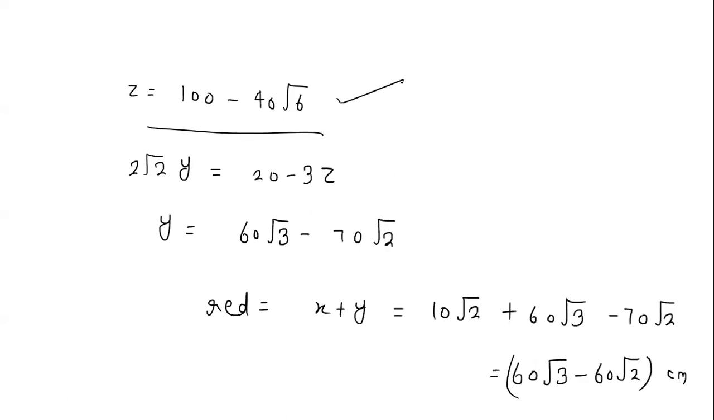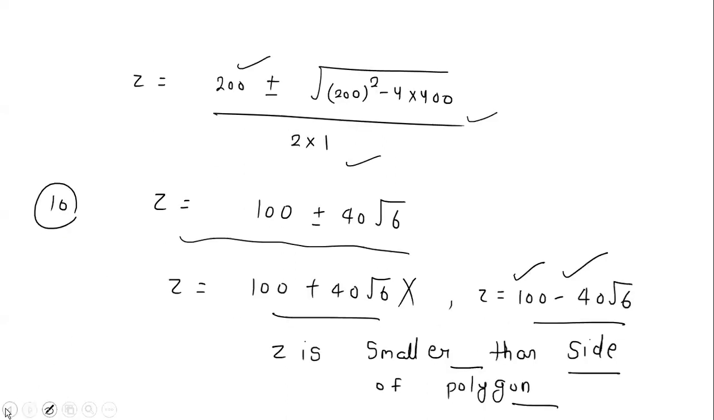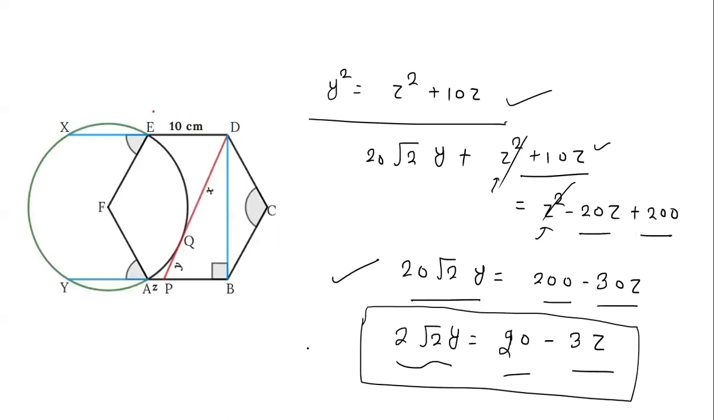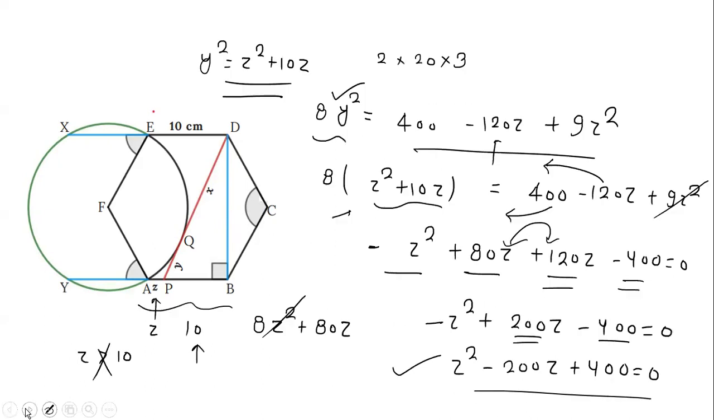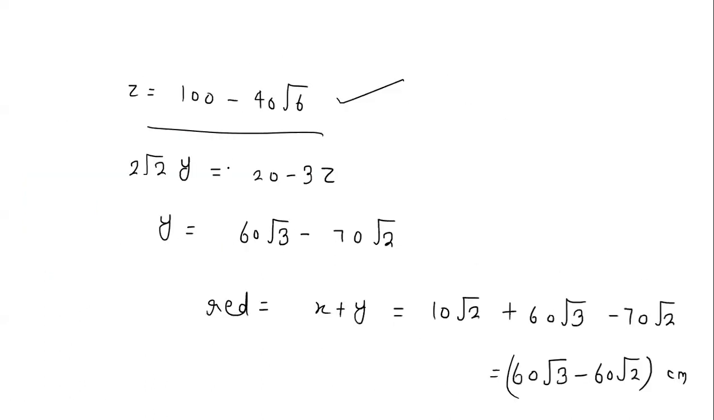So this is the value of z we can take, and we know one relation between y and z, which is this relation. So we know the value of z, and we can find the value of y from here. So if you put this value of z in this equation, you can get the value of y as 60 times root 3 minus 70 times root 2.